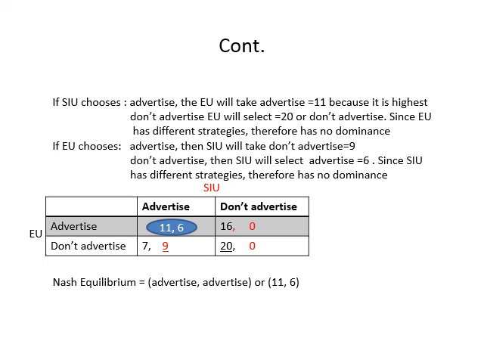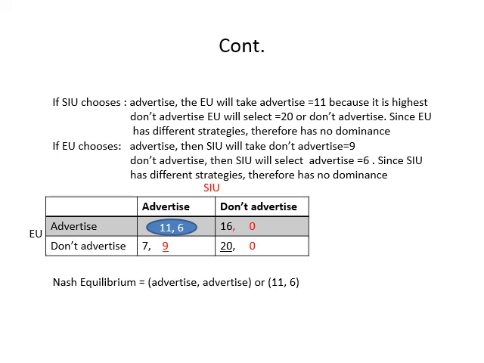If Sudan University chooses don't advertise, then El-Razi University will select don't advertise, equal 20. So El-Razi will take 20. Since EU has different strategies, therefore it has no dominant strategy.